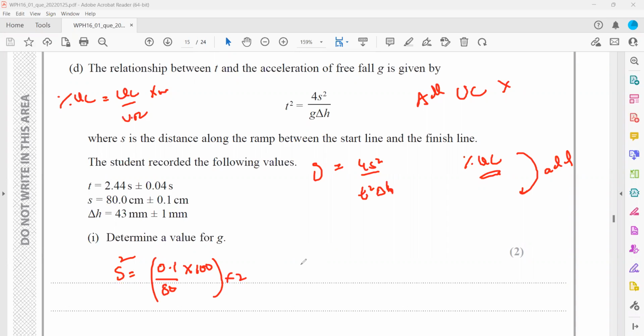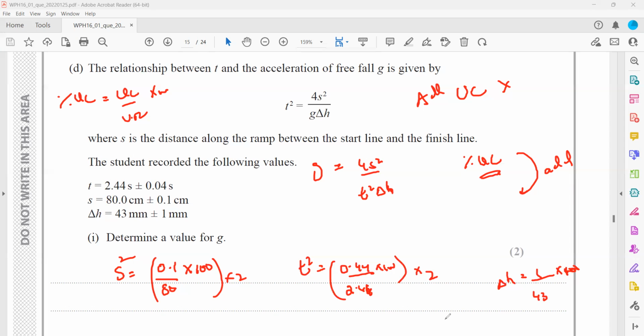If you are finding the uncertainty in t square, uncertainty is 0.44 divided by value recorded times 100, but then again this whole will be multiplied by 2. And uncertainty in delta H is uncertainty divided by value recorded times 100. But we don't have to multiply this. Why? Because it's not square or cube.